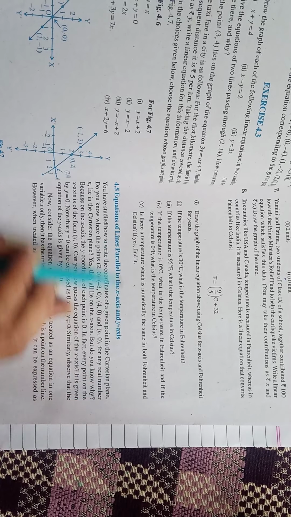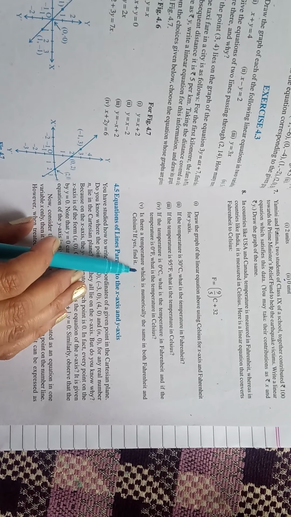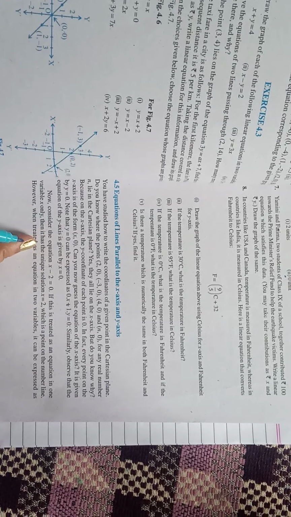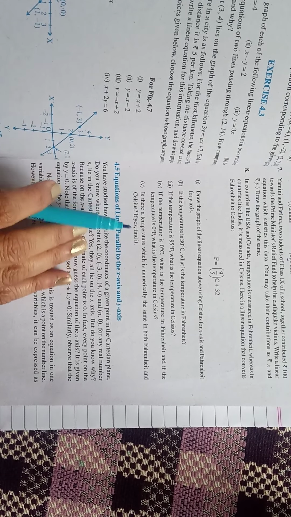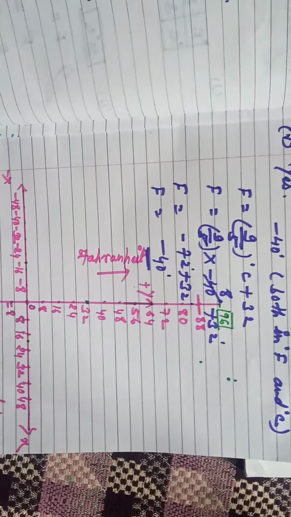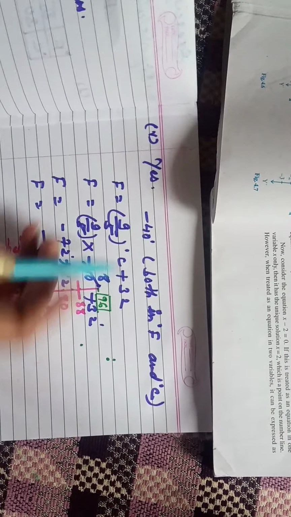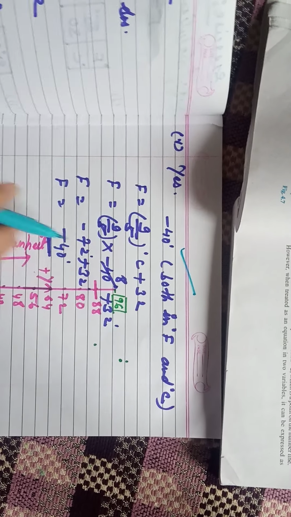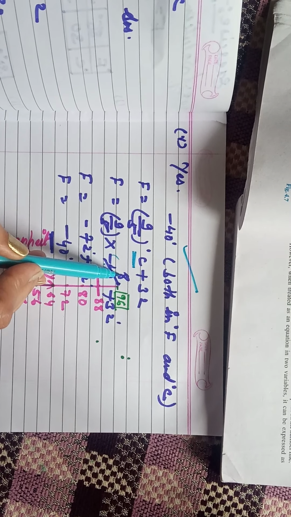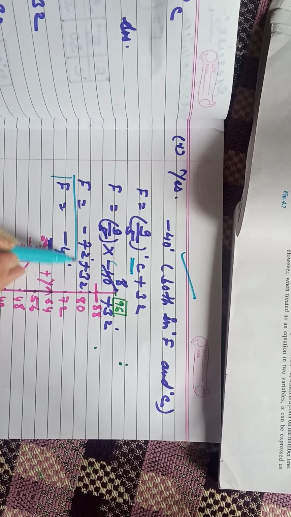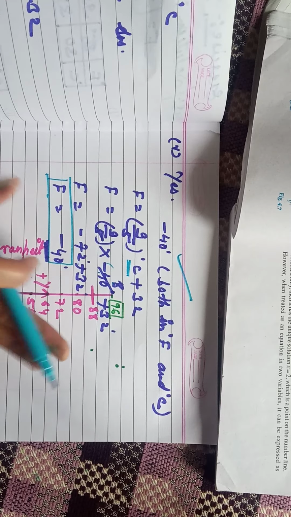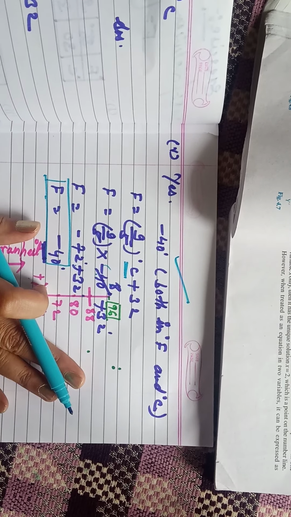Now let's see question number 5. Is there a temperature that is numerically the same in both Fahrenheit and Celsius? If yes, find it. Yes, the temperature which is numerically the same for both Fahrenheit and Celsius is minus 40 degrees. Now I am showing you the solution: taking minus 40 degrees Celsius, after solving it we will get the same value in Fahrenheit. That means at minus 40 degrees, the Fahrenheit and Celsius values are the same.